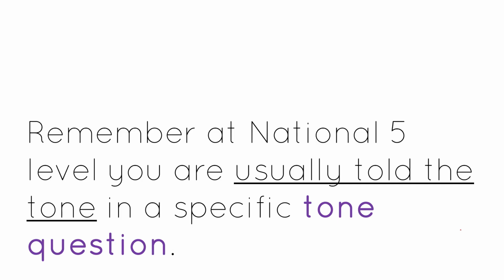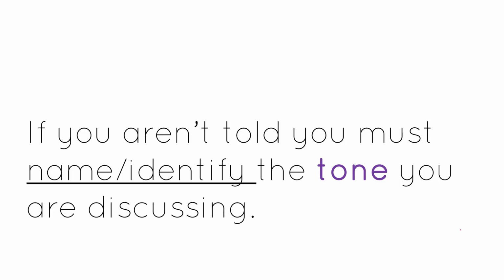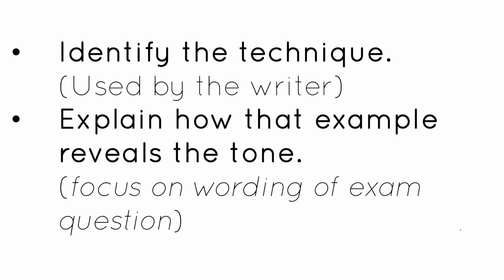They're literally asking you to look at the tone that they give you, that they name, and then go and look at the techniques. So if you aren't told, you must identify the tone, as I've just said, cautious or angry or humorous. But so far you haven't been asked. So the formula that we use for this is identify the technique used by the writer, so a list or a word choice, a simile or a metaphor, any of the techniques that we've looked at in the course so far, and then explain how that example reveals the tone. Okay, so show how that example reveals the critical tone, or the humorous tone, or the cautious tone, or the mocking tone, or the sarcastic tone. So focus on whatever the tone is that you're given in the question.